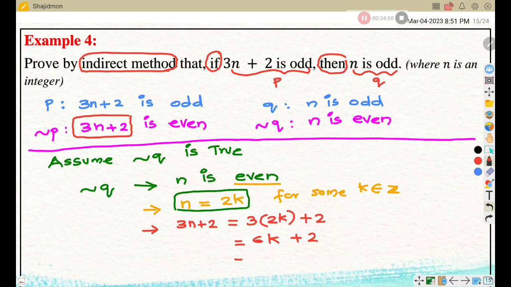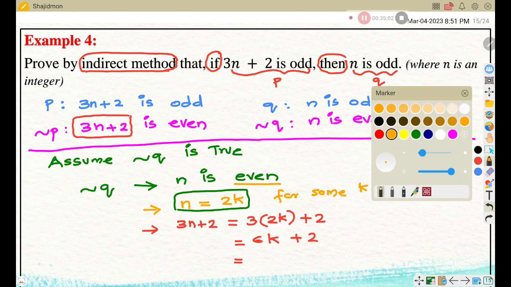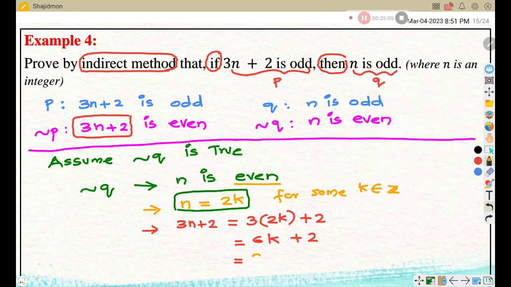From these two terms we can take 2 common, correct? 2 is common in both numbers, so I am taking 2 outside. What are the balances? 6k becomes 3k, because 6 divided by 2 is 3. And 2 divided by 2 is 1 balance, correct? So 2 times (3k plus 1).